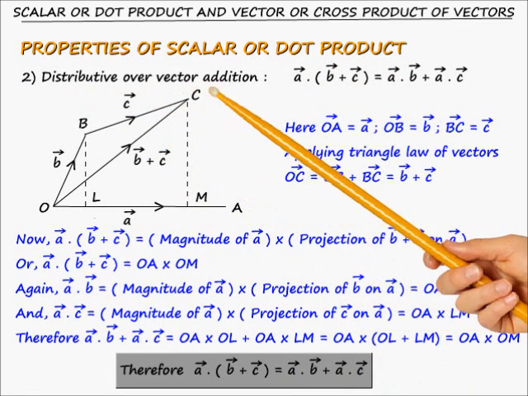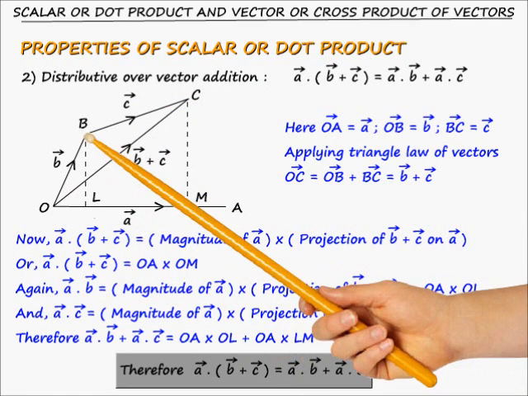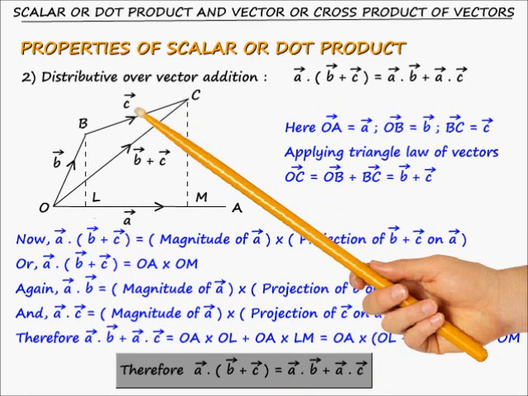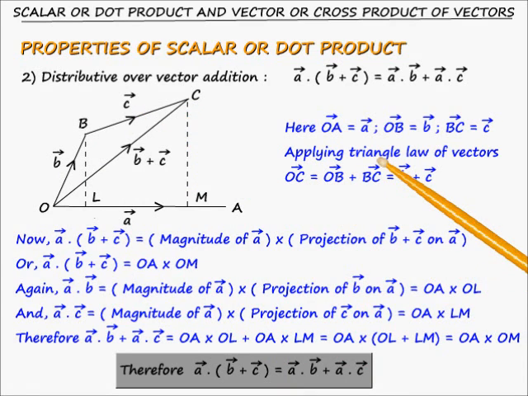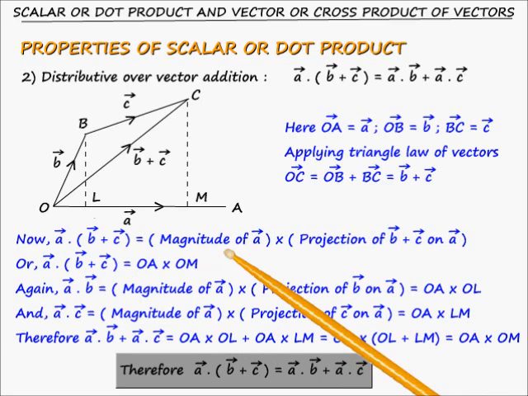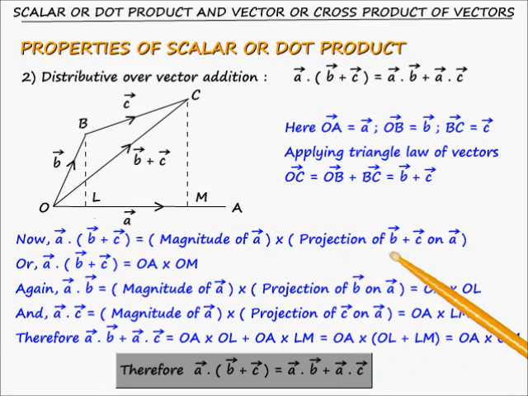Distributive over vector addition. Here, OA equals vector A, OB equals vector B, and BC equals vector C. Clearly, from the triangle law of vector addition, we get OC equals B plus C. Now, A dot (B plus C) is magnitude of A into projection of (B plus C) on A, which is equal to OA into OM.